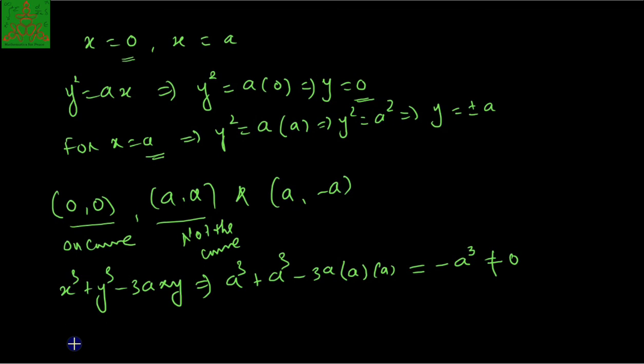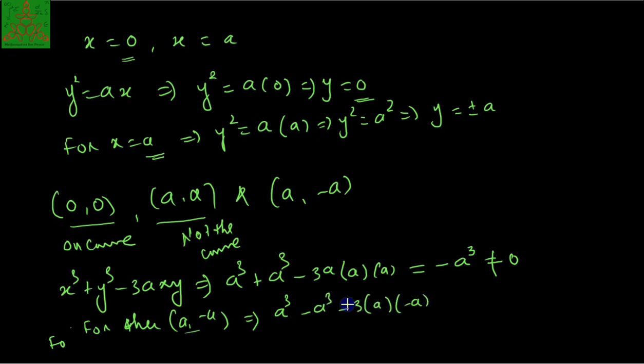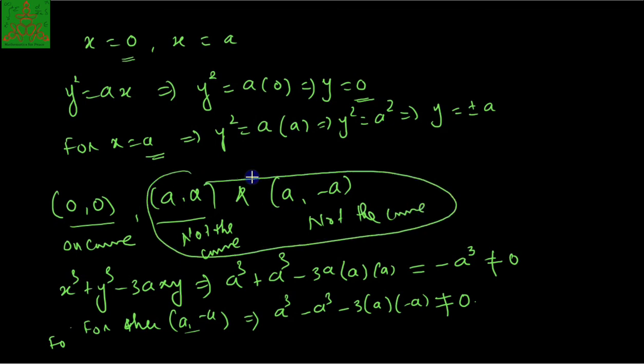Let us check for (a, minus a). So for the point (a, minus a), we have a cubed minus a cubed minus 3 into a into minus a, and that is also not equal to 0. So therefore this is also not on the curve. So hence these two points are not on the curve, so therefore they are not double points. So the only double point is (0, 0).